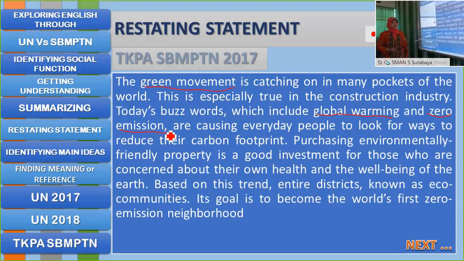Carbon footprint means that we must think of our activity so that we will not produce more emission that will cause pollution. Purchasing environmentally friendly property is a good investment for those who are concerned about their own health and the well-being of the earth. So whatever we do to save the environment, it is for ourselves.